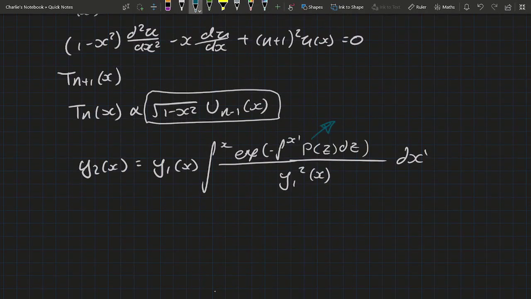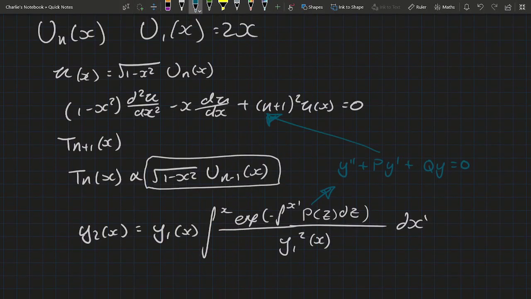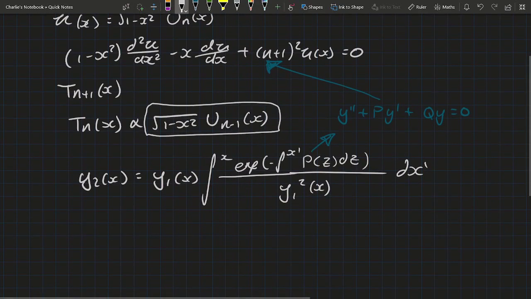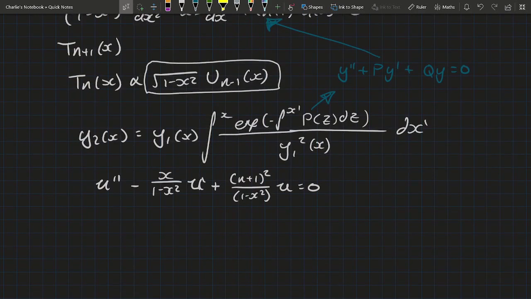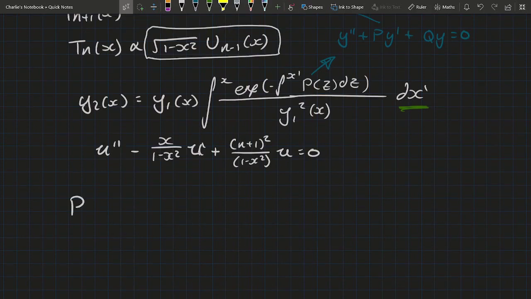The p in the second solution formula comes from the differential equation y double prime plus p y prime plus q y is equal to 0, which we can get from inspecting the differential equation from before. If we divide the differential equation through by 1 minus x squared, we get u double prime minus x over (1 minus x squared) u prime plus (n plus 1) squared over (1 minus x squared) u is equal to 0, where in this instance primes are denoting derivatives with respect to x, but that's not the same as the prime used on the x's in the integral. So we can see that p is equal to minus x over 1 minus x squared.